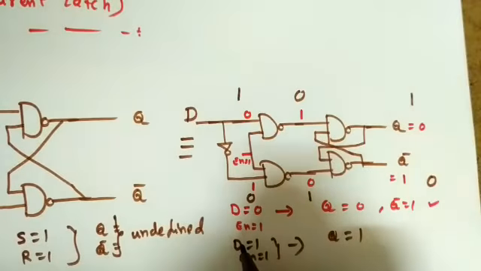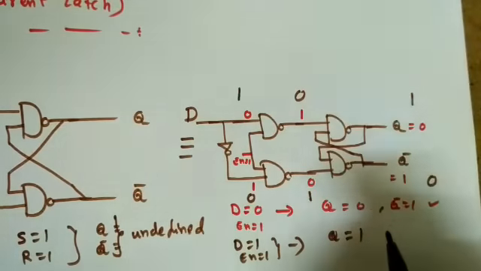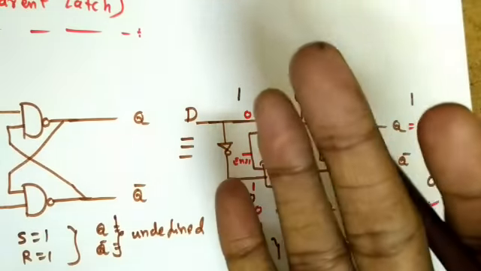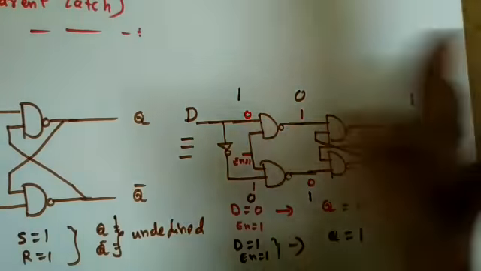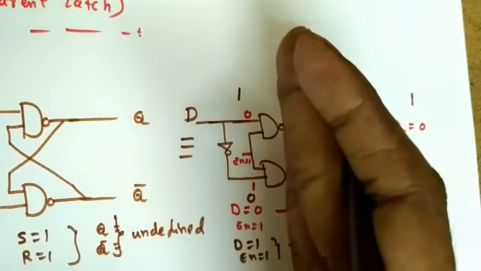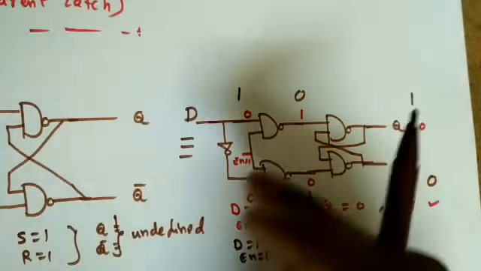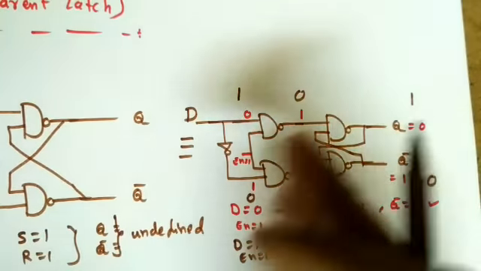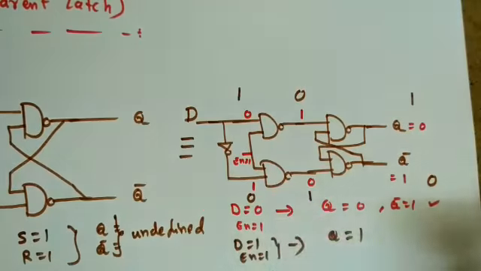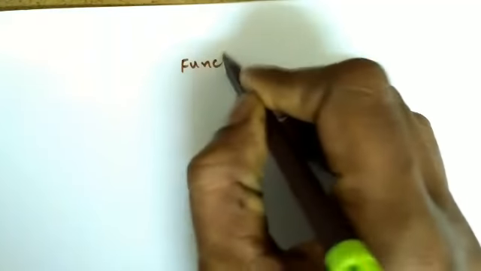So whatever we are giving, we are taking to the output. That's why it is called transparent. Whatever the input, we are getting the same at the output, so it is looking like a transparent. So that's called transparent latch. It's just passing the information from input to the output. That's why it is called either delay latch or transparent latch. Right? Now if I draw the functional table, then what is the functional table?